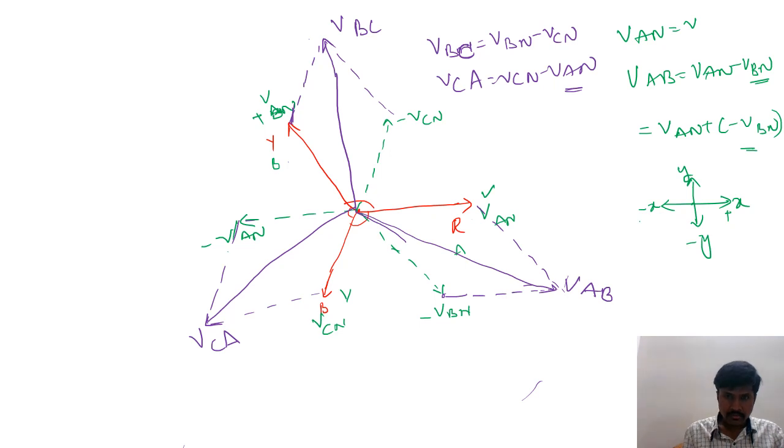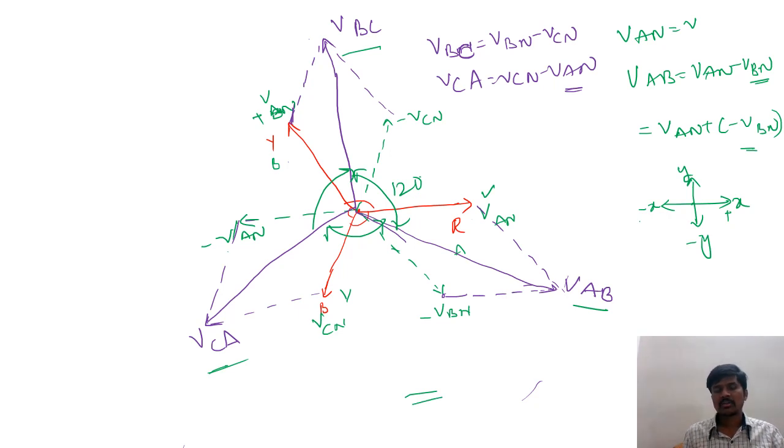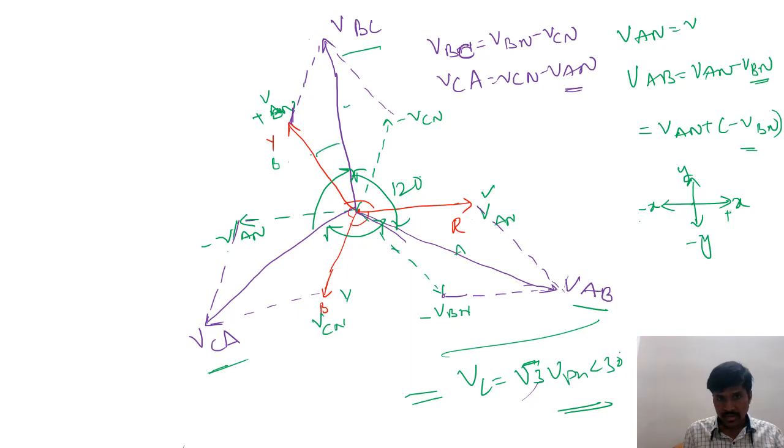Whatever you got, the line voltages VAB, VBC and VCA, these three line voltages are also having 120 degrees phase displacement. Then only is the phasor representation going to be correct. Otherwise it is going to be wrong. So in this way you can conclude for the three-phase AC system with star connection that line voltage is equal to root 3 times phase voltage at an angle of 30 degrees.